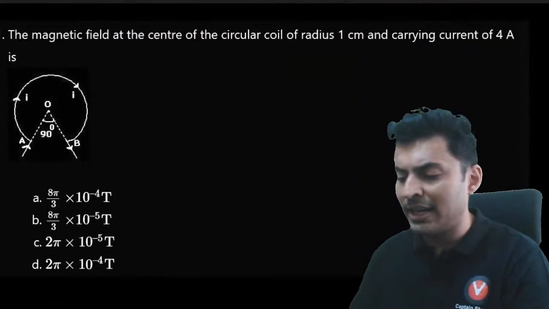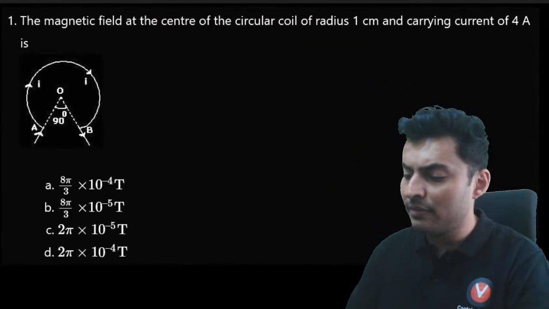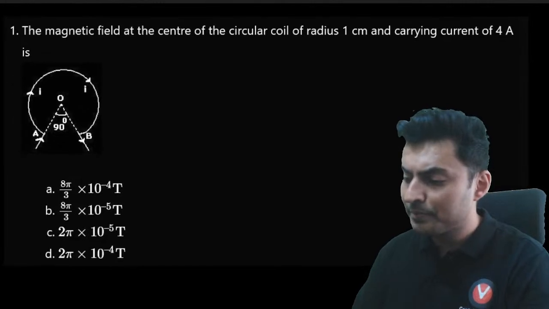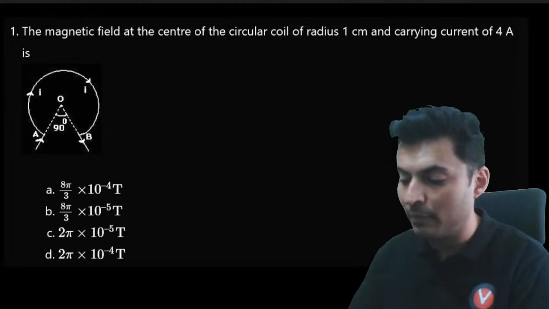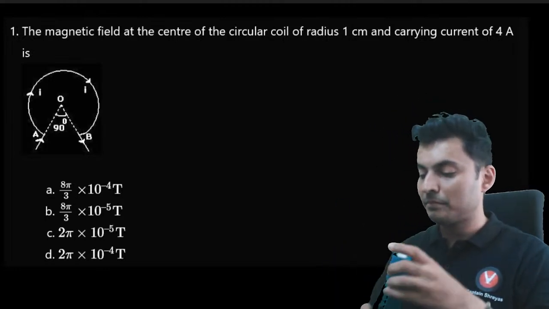Okay. Moving charges and magnetism coming up on your screen. The magnetic field at the center of a circular coil of radius 1 centimeter carrying a current of 4 amperes is how much? Look at this.